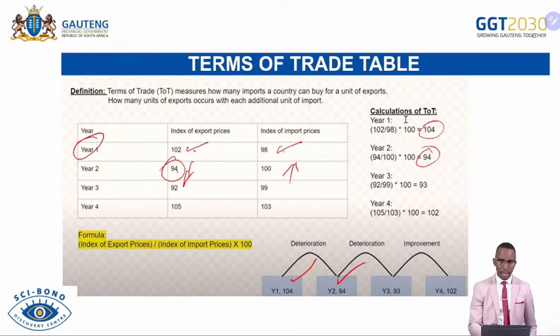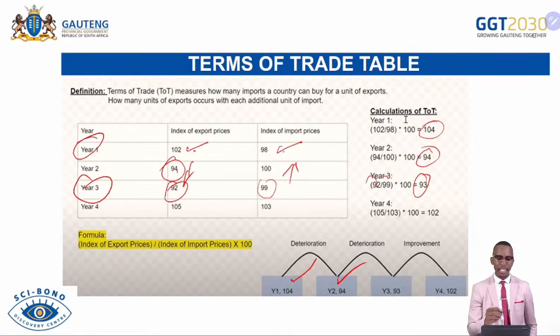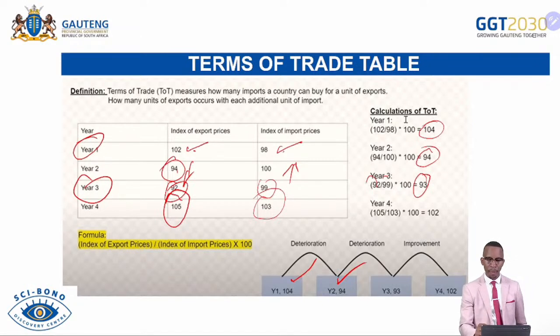There you go. And then year number 3, our export prices are declining again, 92, and then import prices have declined from 100 to 99. Then year number 3 is 92 over 99 times 100 equals 93. Our terms of trade are declining as a country again. Year number 4, our export prices have increased over import prices. 105 export prices, 103 import prices. Then they will increase. 105 as export price divided by 103, which is import price, times 100/1, we get 102, which is the increased terms of trade.